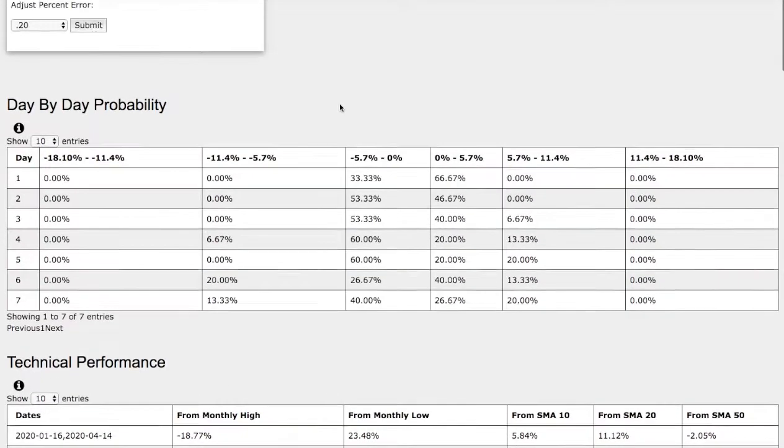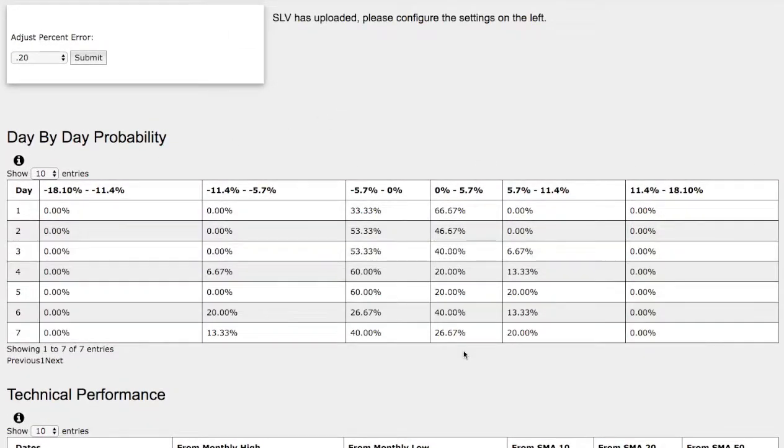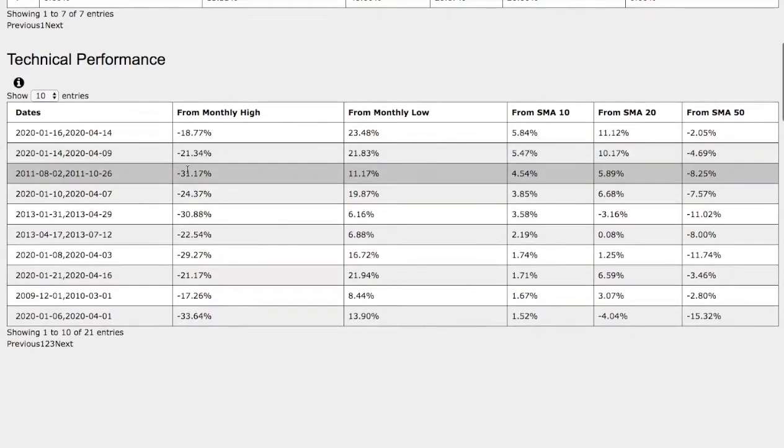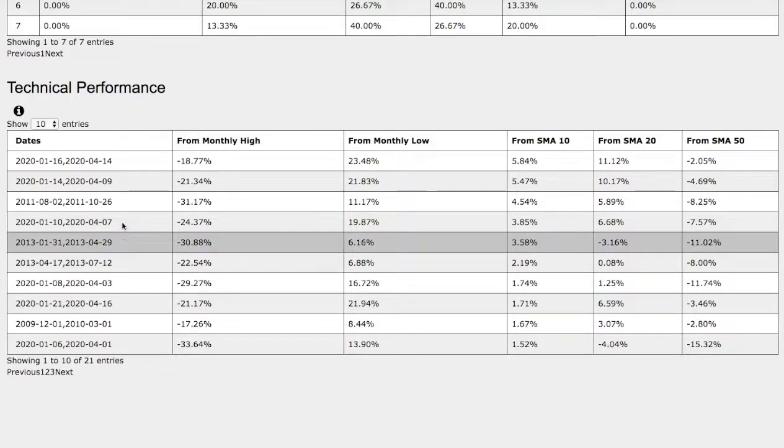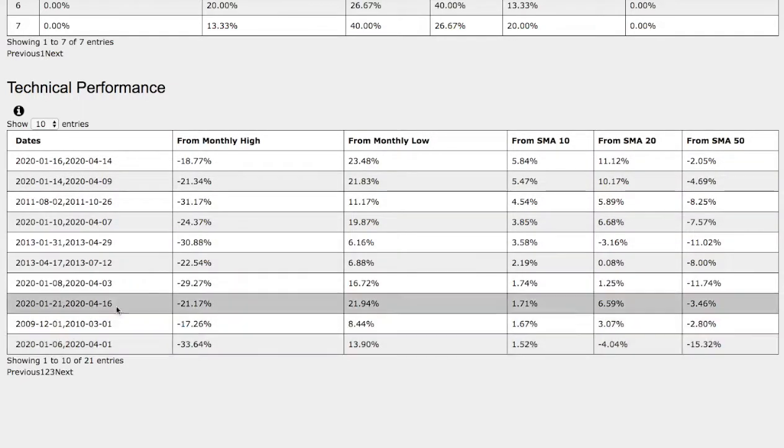So if we head back to the day-by-day probability model, that coincides with this 27% between 0 and 5.7% in the next coming days. If we examine more closely the technical performance of each trend, this is our current trend. We're down 21% from monthly high, up 22% from monthly low, up 1.7% from the 10 simple moving average, up 7% from the 20 simple moving average, and down 3% from the 50 simple moving average.